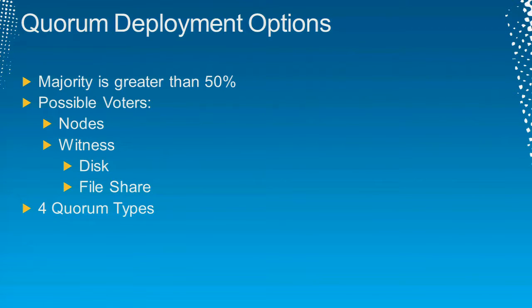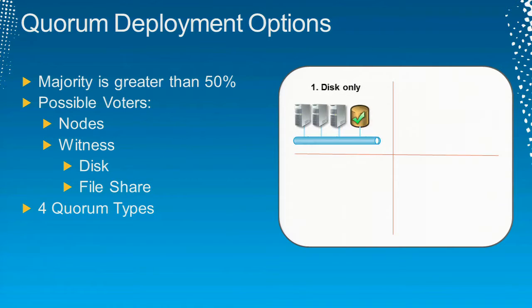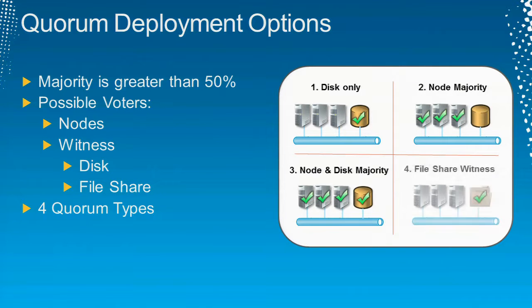Each resource, in our case a node or a witness, can be a voter. The voters determine what the quorum is for the cluster. You associate a vote to a node, a disk, or a file share. With that, you have 4 quorum models available today: disk only, node majority, node and disk majority, and file share witness. Disk only is a 2003 model, which is a legacy model. Node majority and the remaining ones were introduced in 2008.